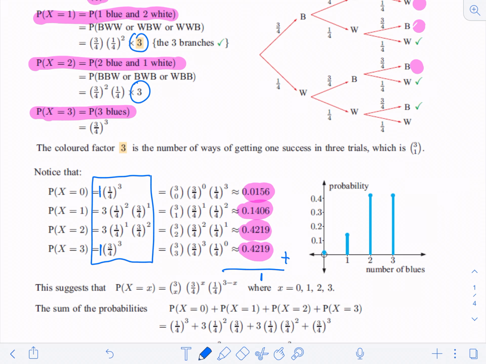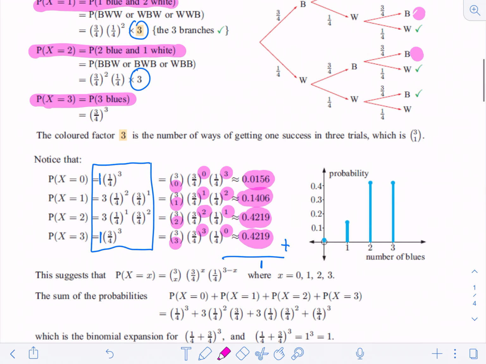But notice the x on the bottom as that changed. When this is a 0, that's going to be 0 and 3. And then when this is a 1, that's a 1 and a 2. And when it's a 2, it's a 2 and a 1, then a 3 and a 0. You start to see that pattern here. And what they're saying is that you could really write that for any value of the random variable x as 3 choose x times 3/4 to the x times 1/4 to the 3 minus x. And maybe that looks familiar.